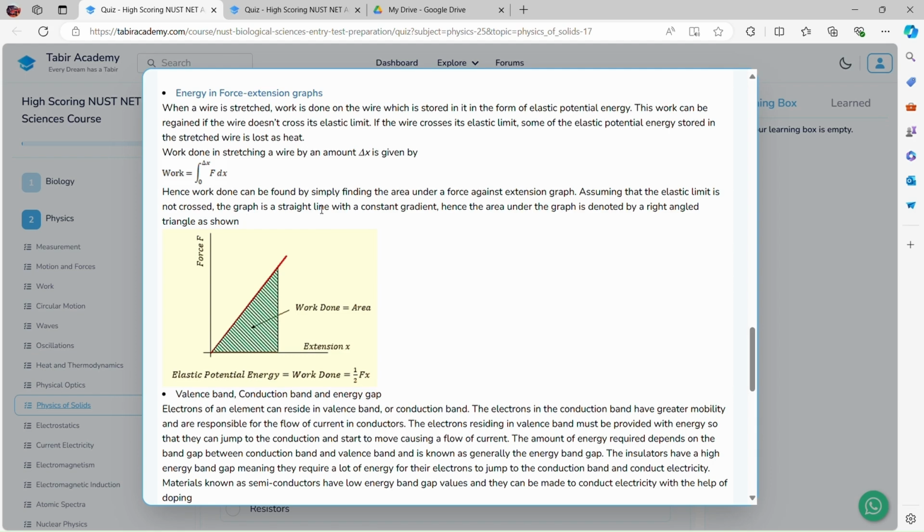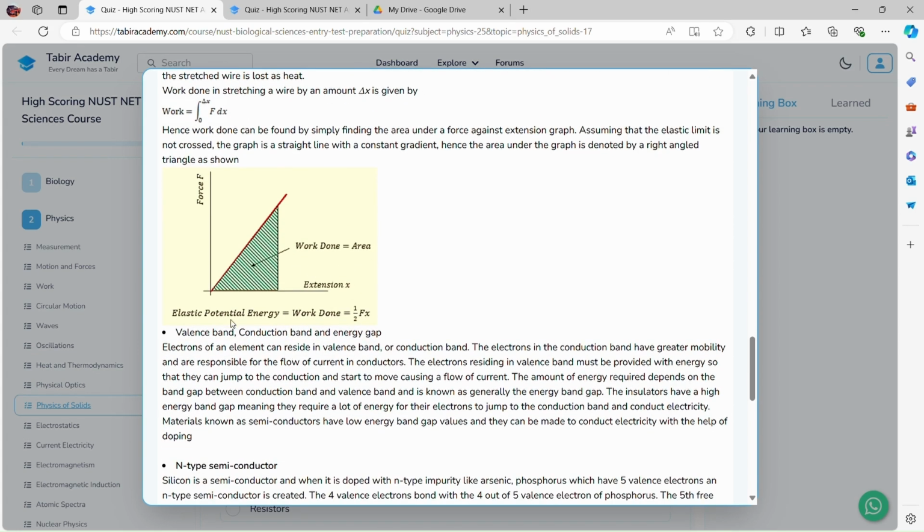Assuming that the elastic limit is not crossed, the graph is a straight line with a constant gradient. Hence, the area under the graph is denoted by a right angle triangle as shown. Force F, extension x, work done equals area under the graph. Elastic potential energy equals work done equals 1 over 2 Fx.